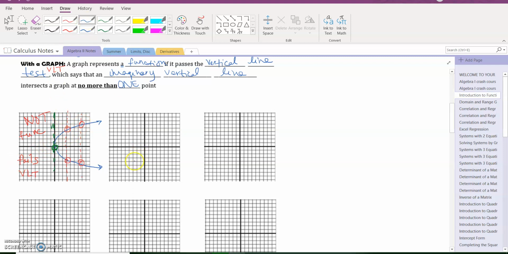So I'm going to draw a couple others here. Don't stress out too much about making these exactly like mine. Just make sure you have the general idea.